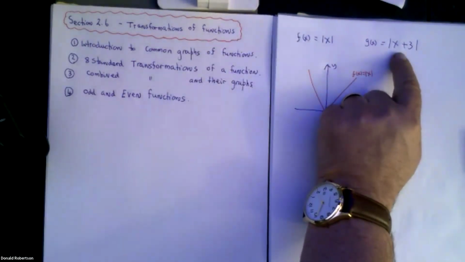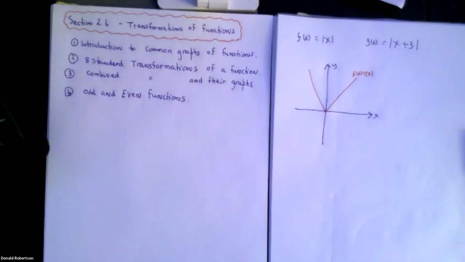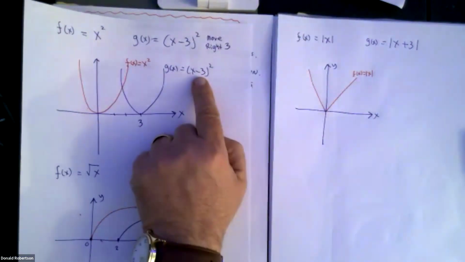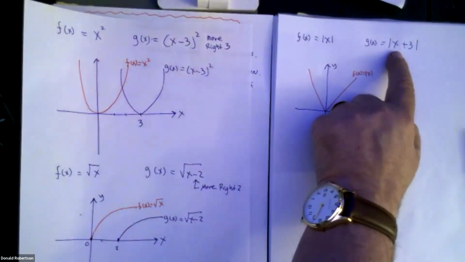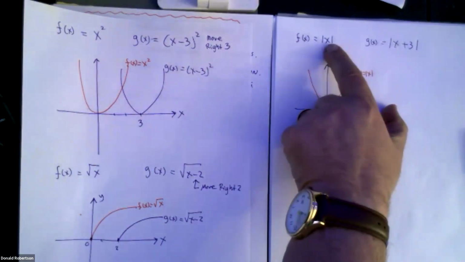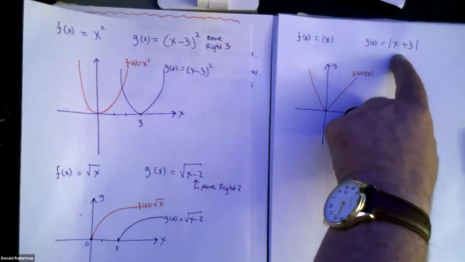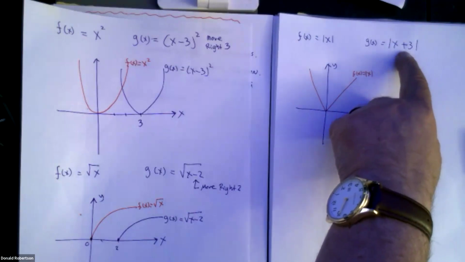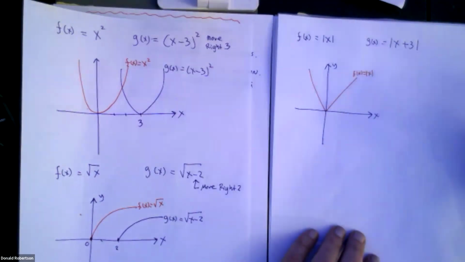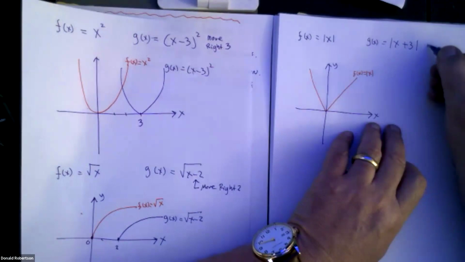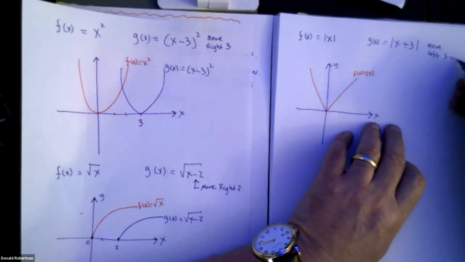Now, based on what happened in the previous questions, when there's an X take away 3, it moves it to the right 3. It's now an X add 3, right? So the X is being replaced by an X add 3, the formulas, as you can see. That makes it left 3 units. So you're going to move it to the left 3 units.